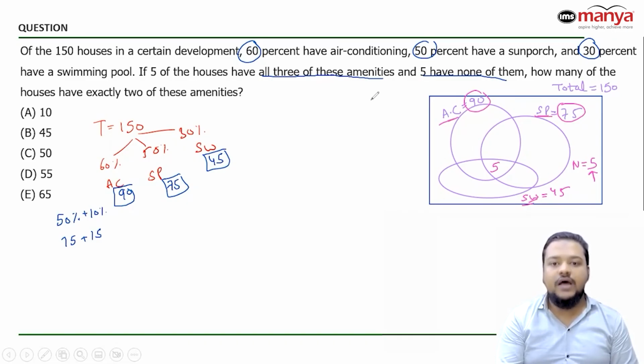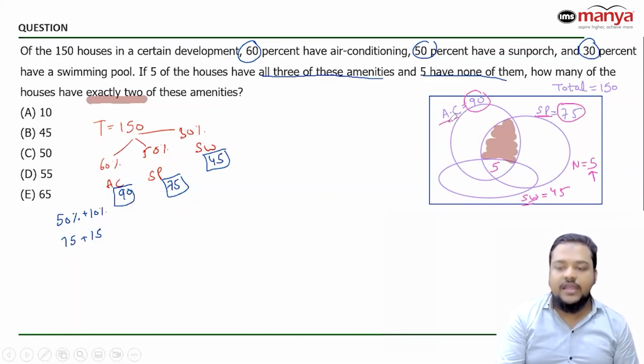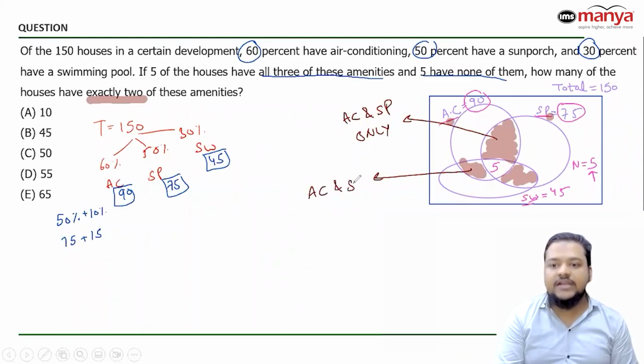Now the question is asking how many of the houses have exactly two of these amenities. First we need to understand how to represent exactly two. Can you shade the portion where the houses have exactly two amenities? Observe with me. The houses lying in this portion have air condition and sun porch only. The houses lying here have air condition and swimming pool only. And these are the houses that have sun porch and swimming pool only.